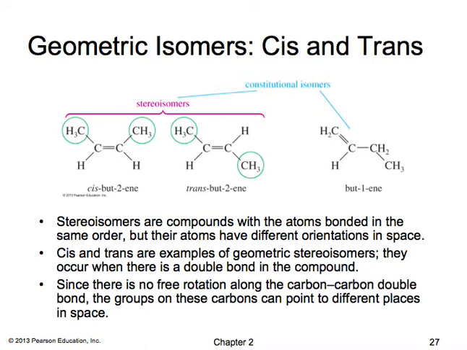Since there is no free rotation along the carbon-carbon double bond, the groups on these carbons can point to different places. So again, here's a cis-butene and a trans-butene. These are known as stereoisomers because they're different. And these are constitutional isomers because their connectivity is absolutely different from one another.